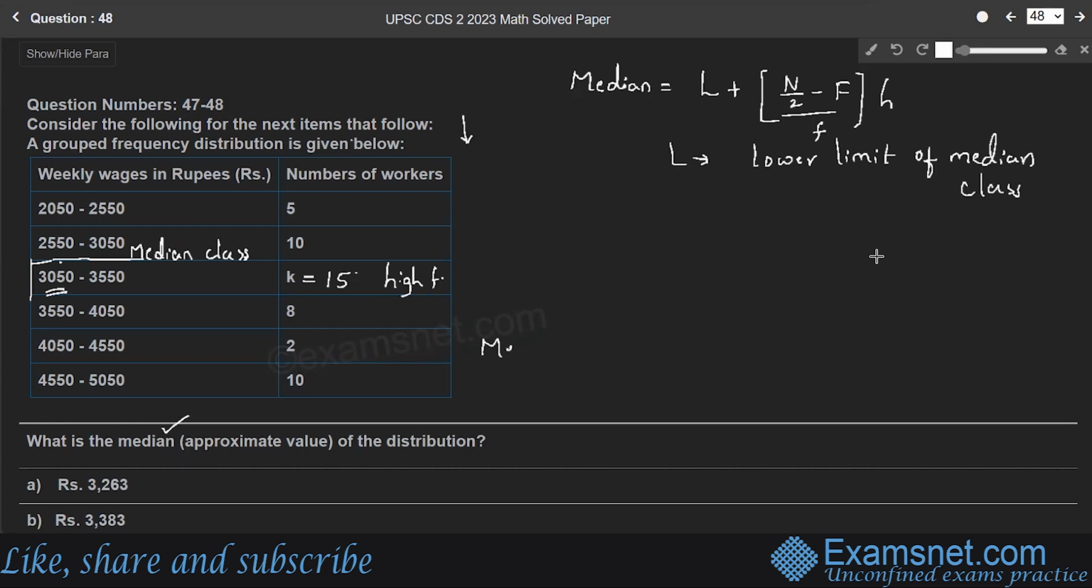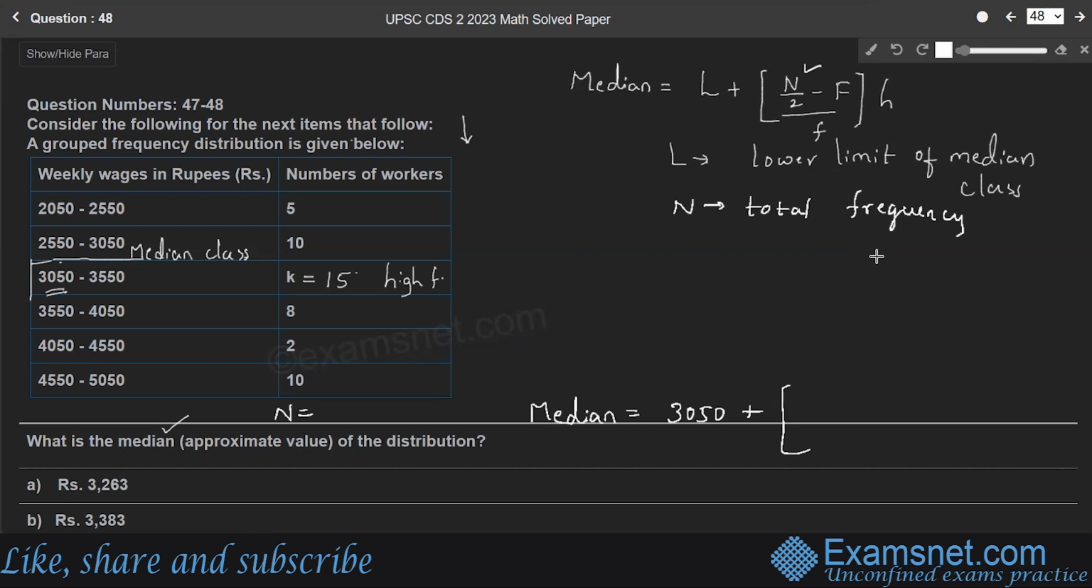Therefore, we just consider the median, in which the lower limit is 3050 plus n by 2. What is n here? The total frequency. So here we'll add all the frequencies. N is equal to 5 plus 10, 15 plus 15, 30, 40, 50 is the total frequency. Therefore, N by 2 becomes 50 by 2, minus capital F.